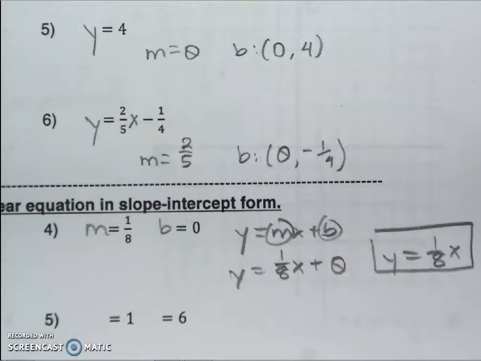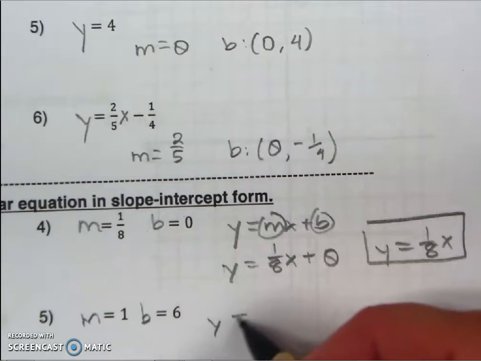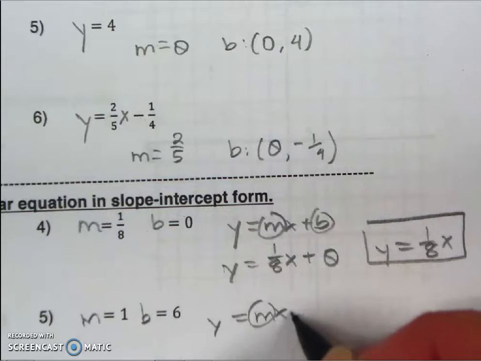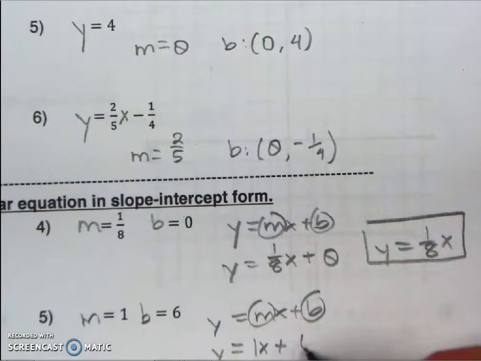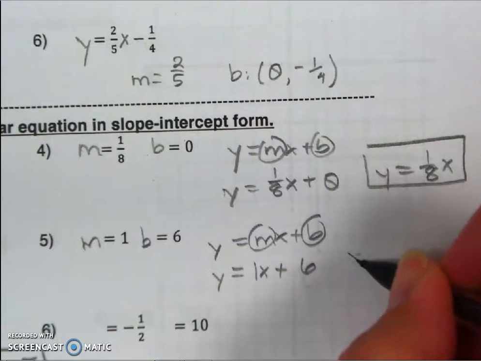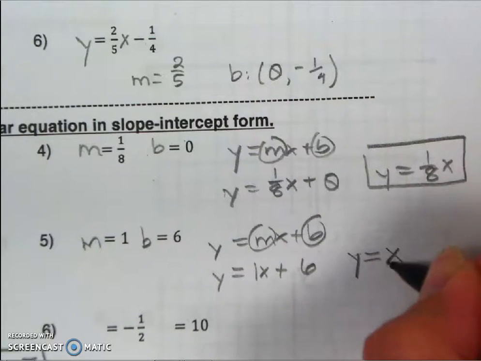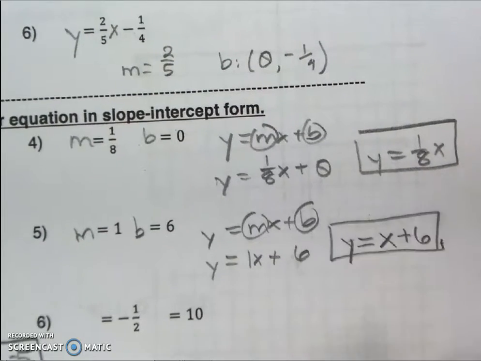All right, number 5, if m is 1 and b is 6, and we're filling in y equals mx plus b, then that means we would have y equals 1x plus 6. And normally we don't write a 1 in front of the x, so that would be y equals x plus 6, would be the normal form you would see of that equation.